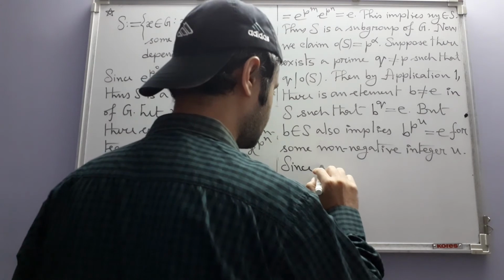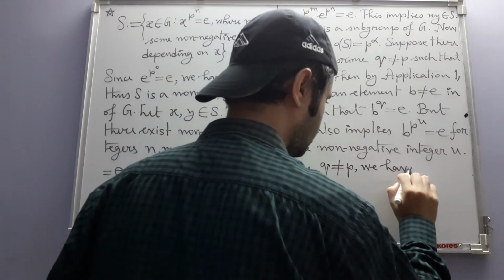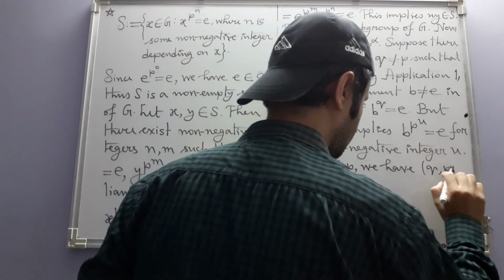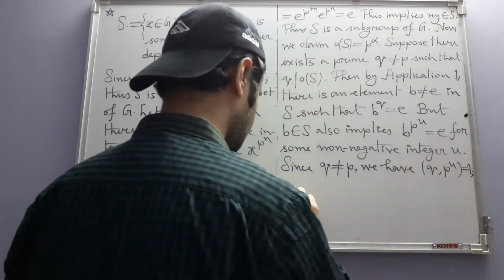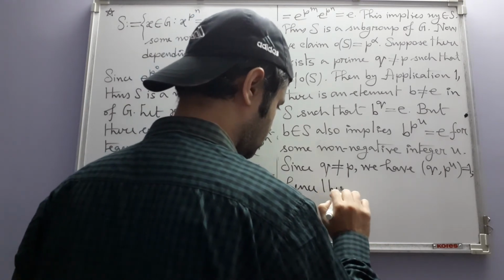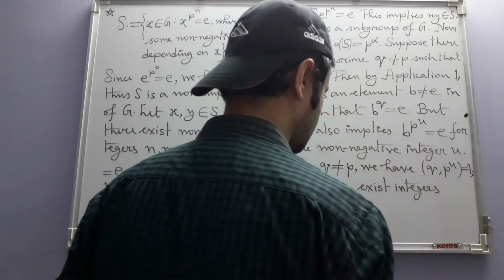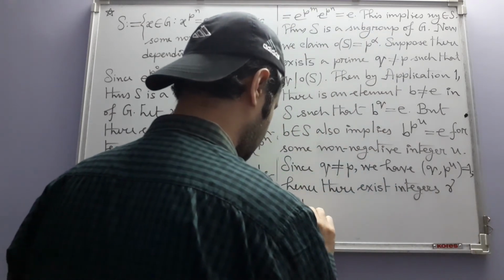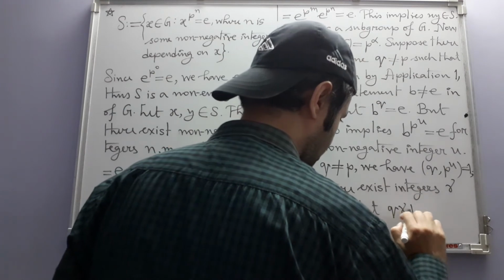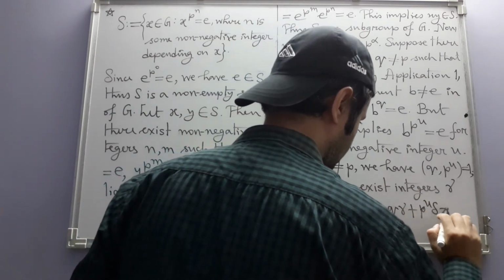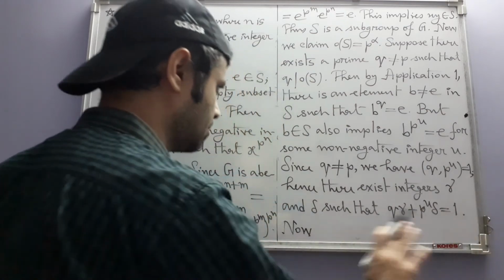Since q is not equal to p, the GCD of q and p to the power u is equal to 1. Hence, there exist integers, say gamma and delta, such that q gamma plus p to the power u delta is equal to 1. Now we can write one more line here.